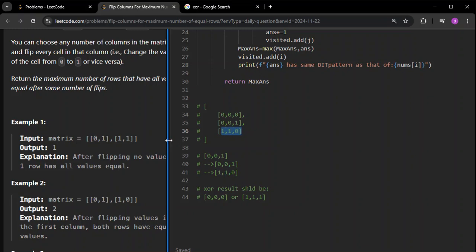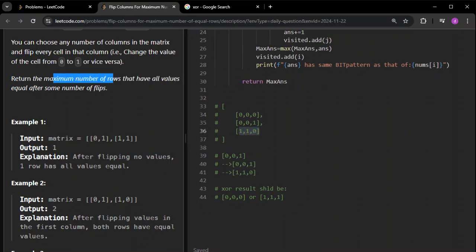That is what our question is, right? Our question is, return the maximum number of rows that have all the values equal after a certain number of flips. So the idea here is, we will be trying to find out how many rows have the same pattern. That means after flipping a certain number of times, all the elements in them will become the same, and that will be our answer. We'll have to find out the maximum number of rows that follow a common given pattern. Okay, so let us start to understand what is happening here.